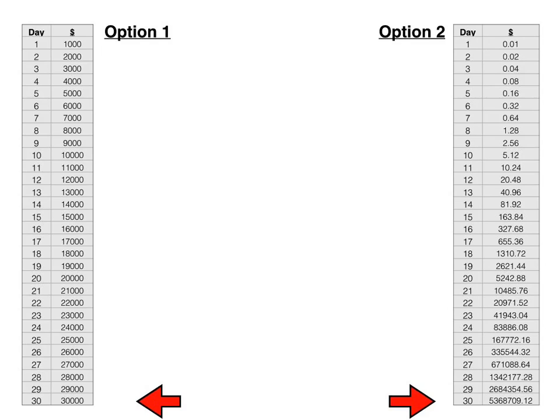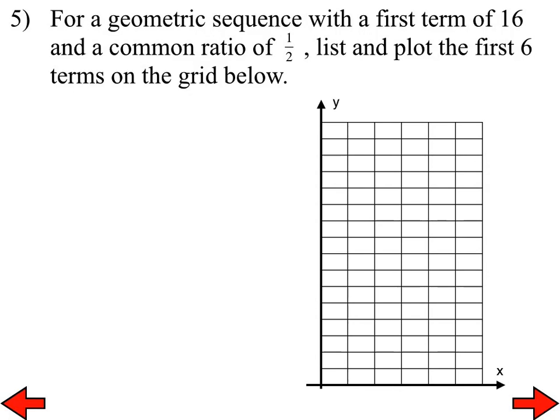Okay? All right. Problem number 5. We've got 2 problems left. For a geometric sequence, with a first term of 16 and a common ratio of 1/2, list and plot the first 6 terms on the grid below. I'll kind of get you started with a table.